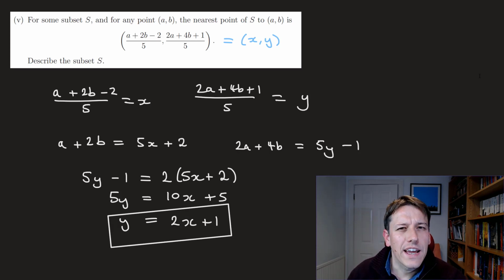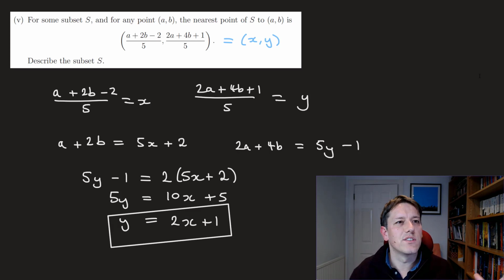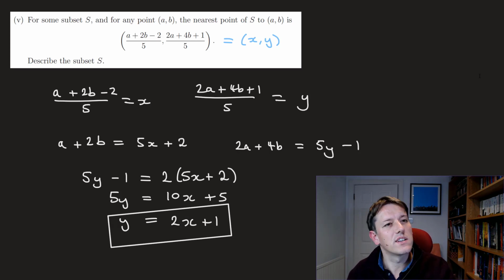The only extra argument we might want to make here is just to make sure we can get this whole line for points x and y. So to say something like, as you vary a over different values between, I don't know, minus infinity and plus infinity, you might get all the different possible values of x as well between minus infinity and plus infinity. So it is possible to get every point on this line. You could write that as a little bit of an ending there.